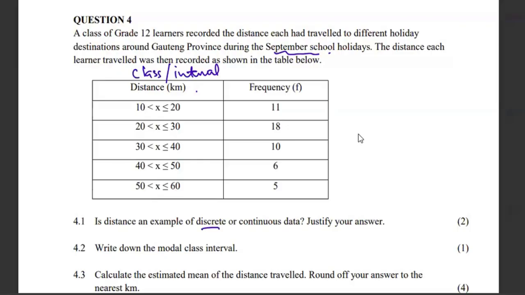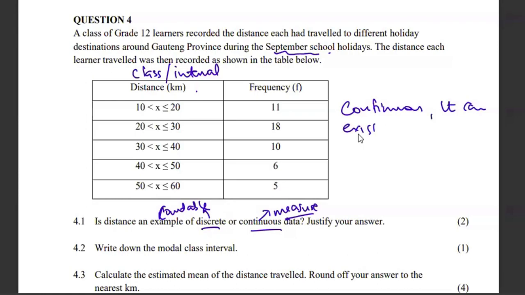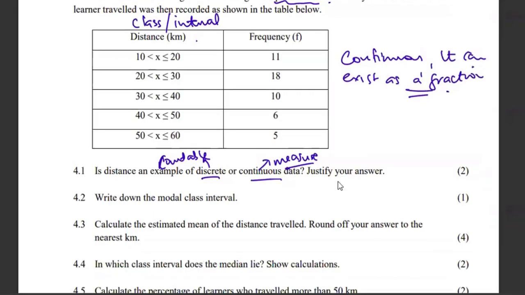So is the distance an example of discrete or continuous? Now we know that discrete deals with countable data. This one deals with measurable. So we cannot count distance, we measure distance. So the answer is continuous. Reason: it can exist as ratios or as a fraction. In other words, we can have 10,5 kilometer, 10,2 kilometer, and all of that. So it can exist as a whole number or as a fraction, or it can be broken down into simpler parts.